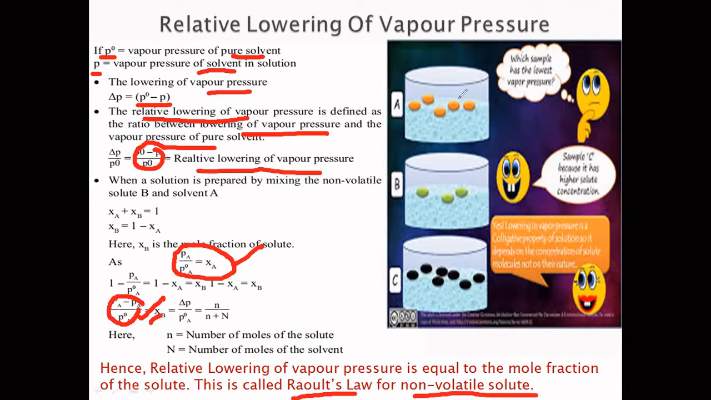Now you can see this picture. This picture is showing some non-volatile solutes in three different containers, container A, B, and this one C. See, all are containing non-volatile solutes of different colors. The question is, which sample has the lowest vapor pressure? Out of these three, which sample has the lowest vapor pressure? See, the answer is C. The correct answer is C. Why so? Because if you look at figure C carefully, you will observe that there are more solute particles and they are non-volatile. Let me remind you, non-volatile solute particles will lower the vapor pressure of the solvent. Okay, let's move to the next.